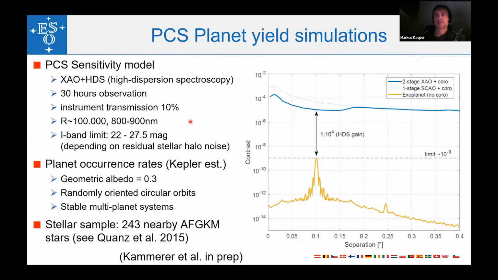800 and 900 nanometers. And what we see is that we can observe planets down to about 22 to 27.5 magnitudes in I-band. These limits really depend on the residual stellar halo noise. For a bright star close to the star, we don't reach as deep, it's more like the 22 magnitude case. When we go to a faint star where the stellar halo noise is pretty low, and go a bit further away from the target, then we reach the delta magnitude of 27.5.